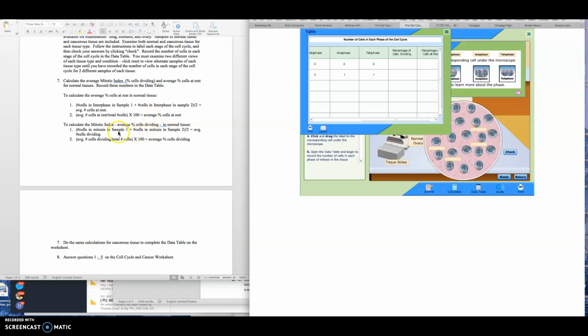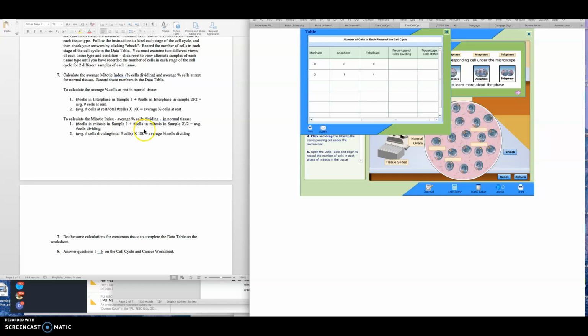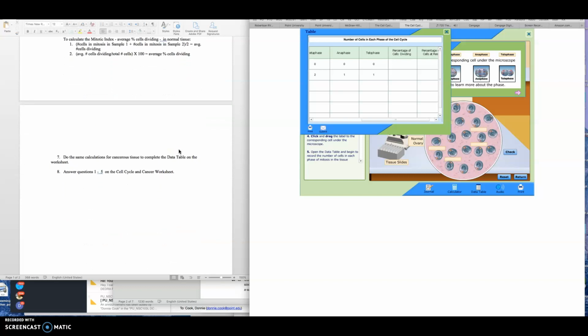Then you do it for average percent of cells dividing in normal tissue. So you could do cells in mitosis phase, any of the phases, add them up, divide by 2, divided by the number of cells. That'll be the number of cells dividing. Then you divide that by the total cells. But you could also, once you've done the first one, just subtract from 100 to get the second one. So, and then we go to the cell cycle and cancer worksheet.